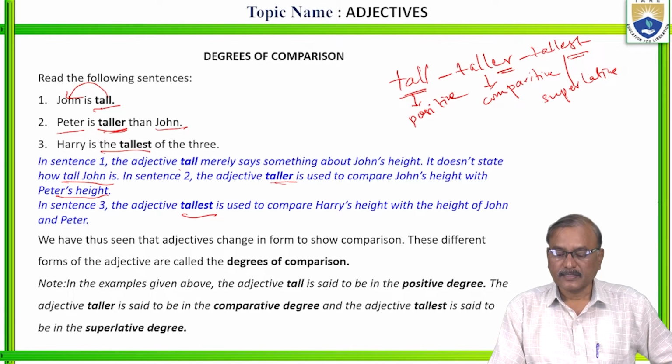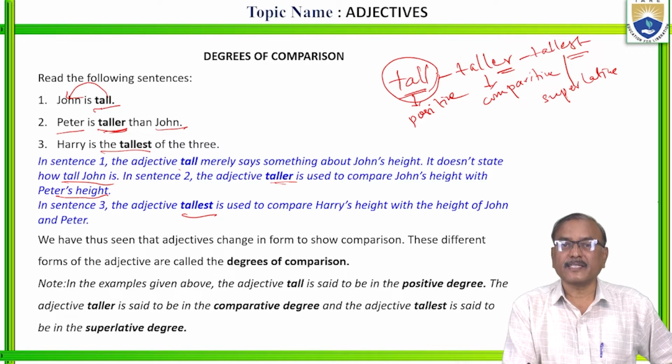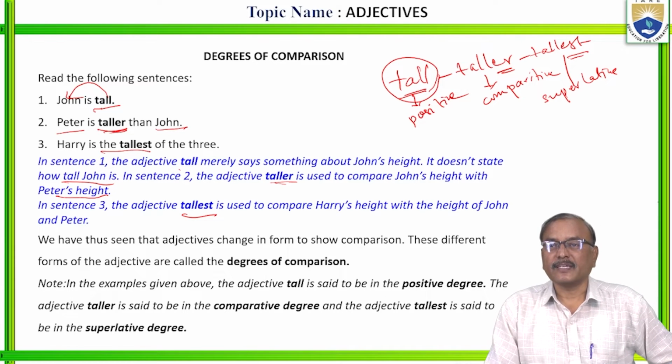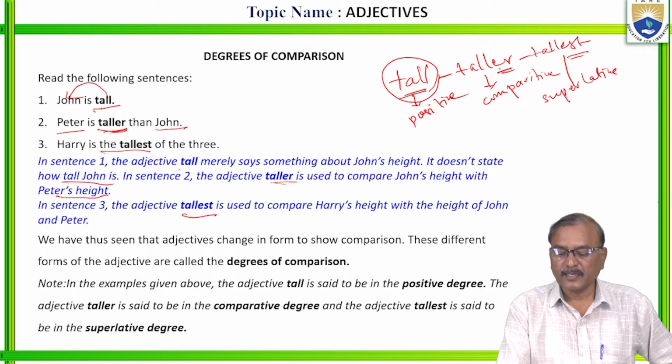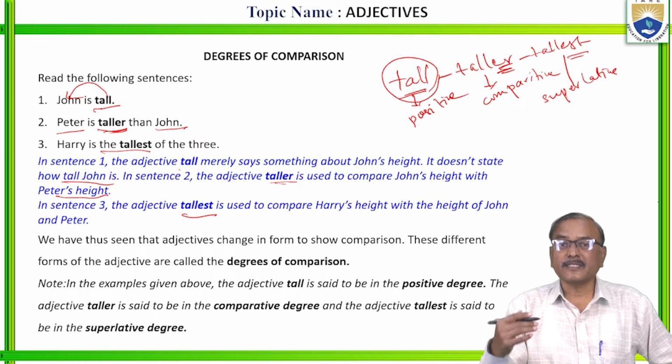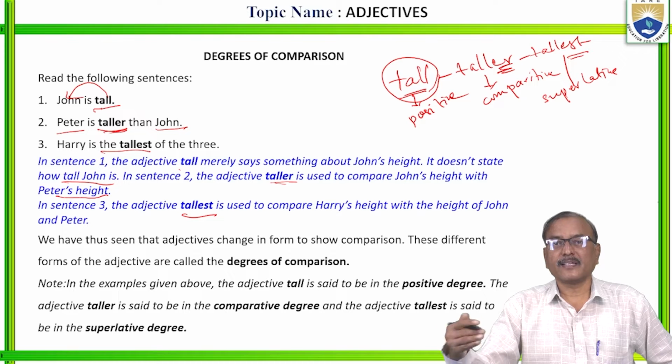Is it clear? And this positive form merely tells how John is. Is it clear? How is John? His quality. He is tall. And where is this taller used? How much taller is John? He is taller than Peter, Peter is taller than John.